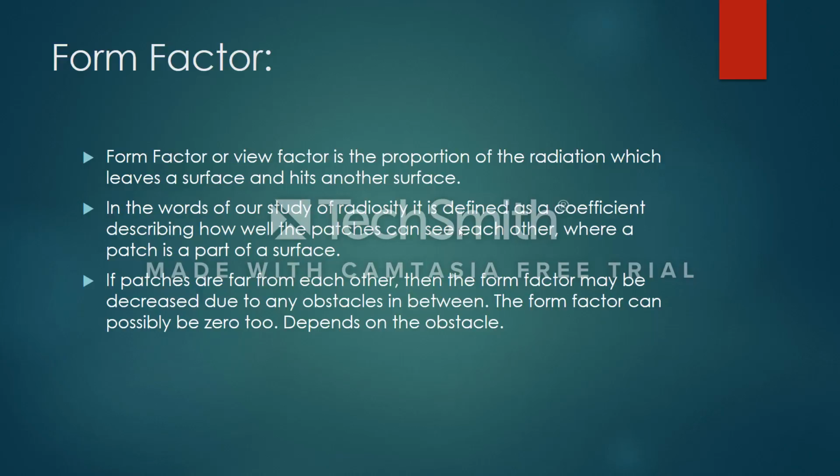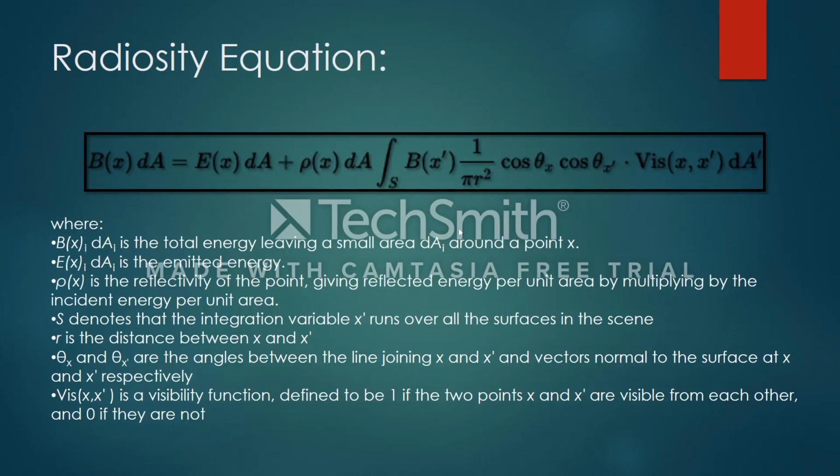If the obstacle completely blocks the path of the light, then the visibility factor becomes 0. If it partially blocks, then it lies between 0 and 1. If the obstacle doesn't block any path between the two patches, then the visibility factor is 1. That means nothing is being blocked in between these two surfaces, and the light reflected from each surface is completely going to the other surface. Let's see the radiosity equation now.